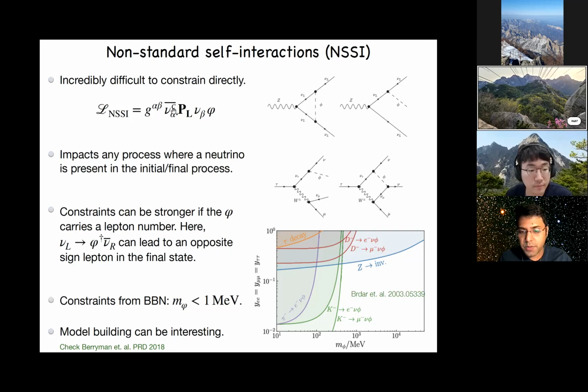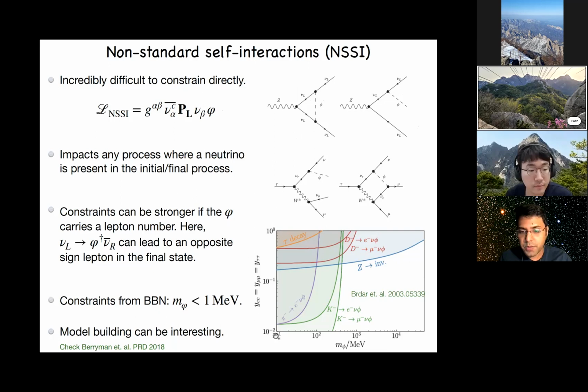Interestingly, if you want lepton number to be conserved, if you look at this operator, phi has to have a lepton number. So phi would have a lepton number of -2, for example. What that means is if a final state nu emits a phi, it can turn into an anti-neutrino. So these kinds of ideas have been used to put constraints on these non-standard self interactions.